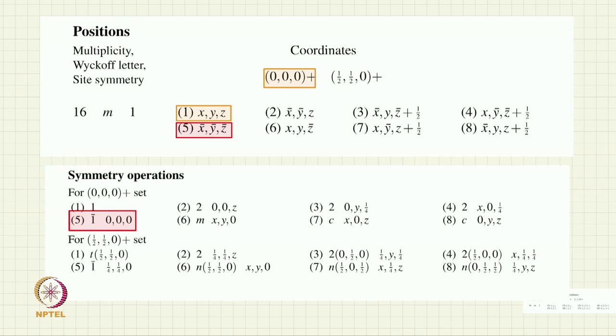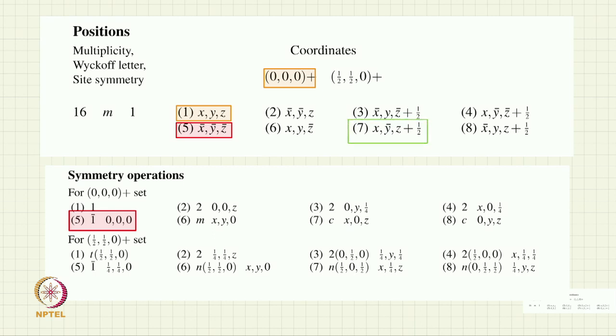So, you can see that position 1 is related to symmetry operation 1, position 5 is related to symmetry operation 5, and this is true for all these 8 operations listed here for the 0 0 0 plus set, and also for the 8 positions which you derive by adding half half 0 in the half half 0 plus set. There is a one to one correspondence. So, let us explore one of them in a little bit more detail. Let us look at number 7.